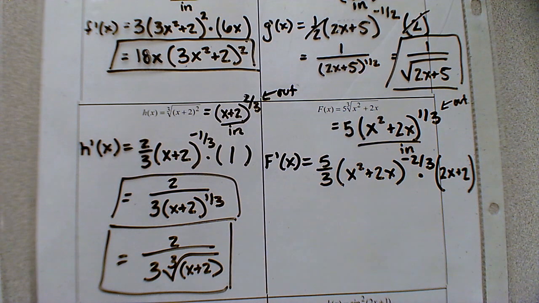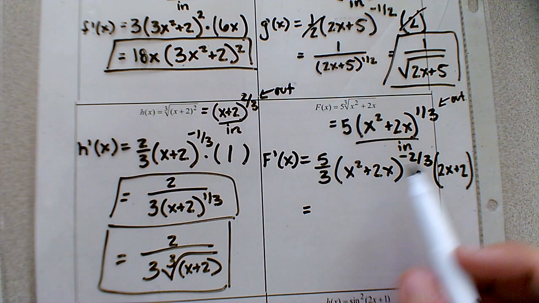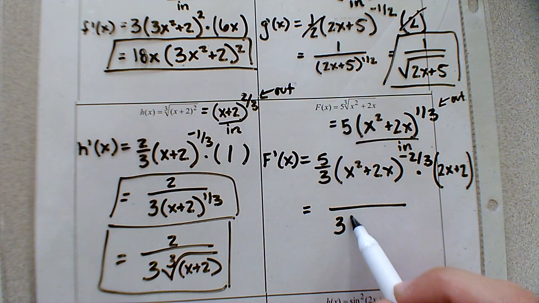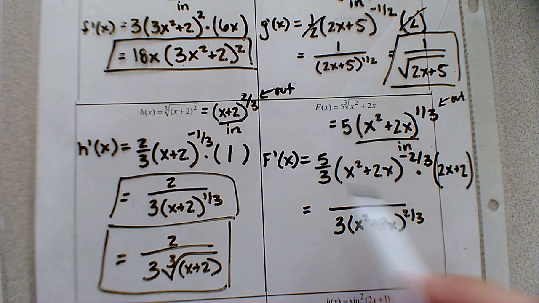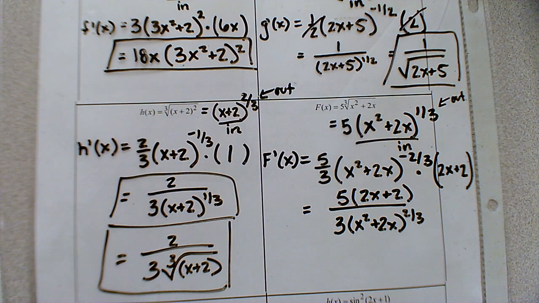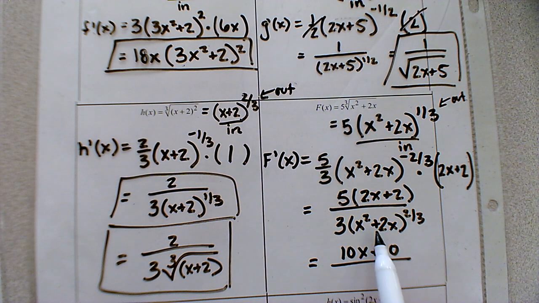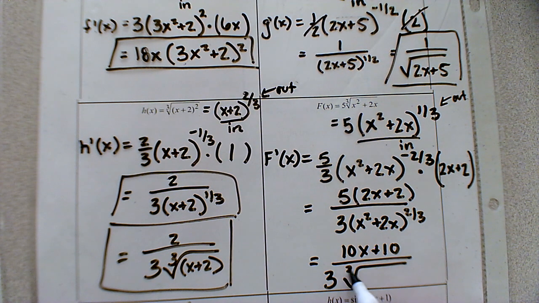So we're going to clean it up, make it a little bit more eye appealing. The negative power can move to the bottom of the fraction, so we can write that next to the 3, which means the 5 and the 2x plus 2 are still up top. If we wanted to rewrite this, we could distribute in the 5 to get 10x plus 10. And then if we wanted to, we could rewrite the bottom back as a root. So this would be the cubed root of x squared plus 2x, squared.